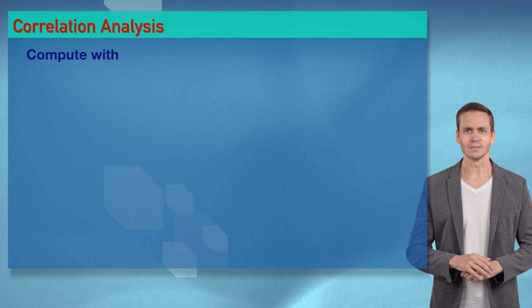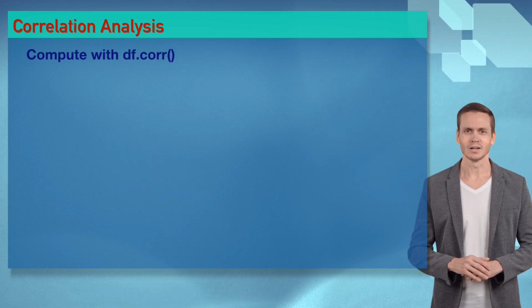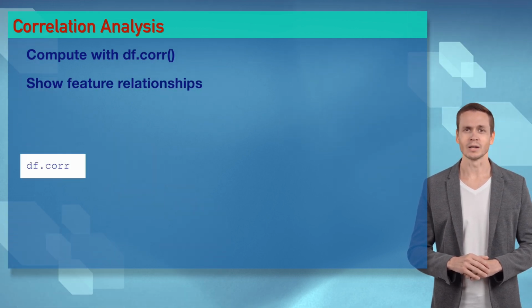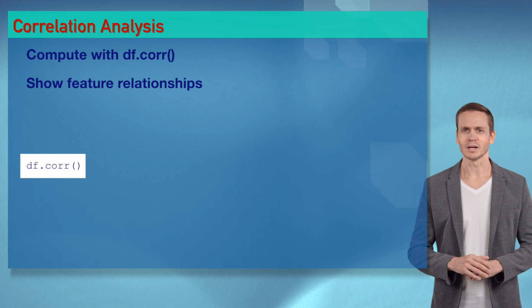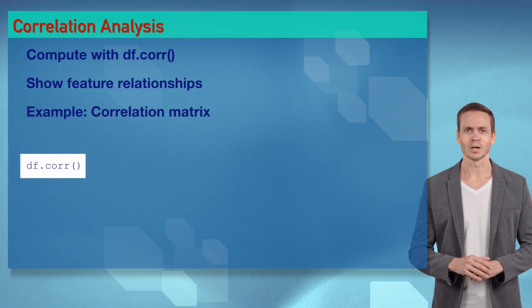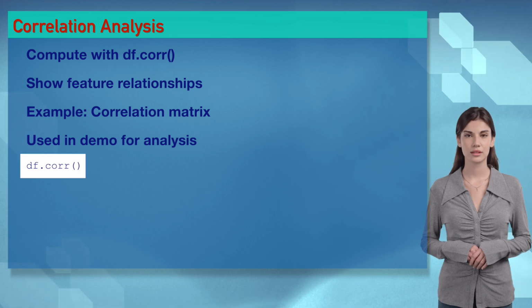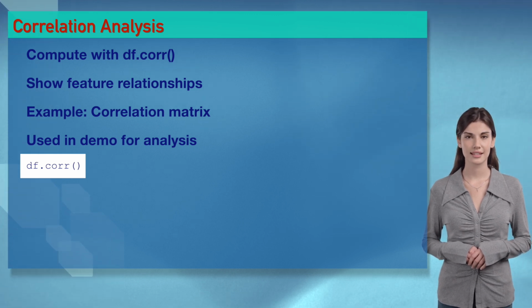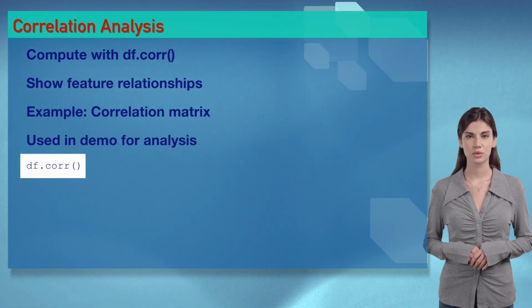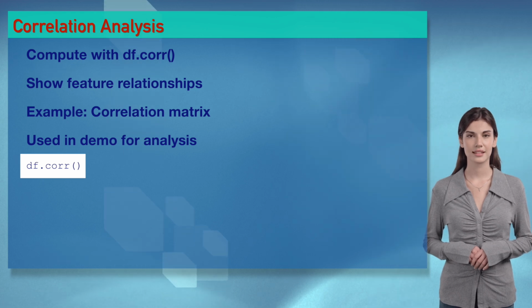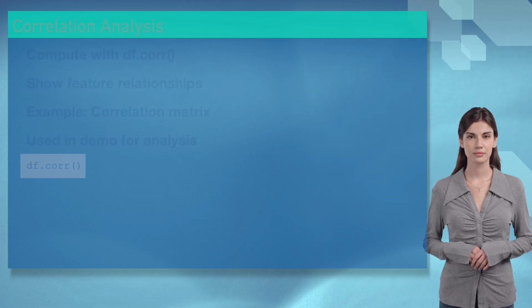Wizards, df.corr computes correlation like a hot link for Sophia, showing AI relationships. It's a correlation party. Let's drop this code beat. You're linking my heart, Ethan. Wizards, correlation reveals AI data relationships. Try it in our demo. It's like connecting data with passion.